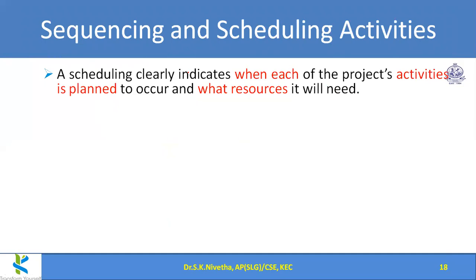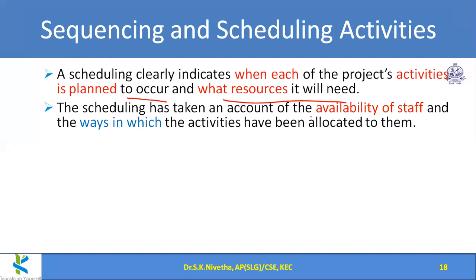And to sequence and schedule the activities, scheduling clearly indicates when each activity is to occur and what resources it will need. So this is actually scheduling. When the activity has to start and how much resources it requires. That's all. This is scheduling. And for all the activities, the schedule is finalized. Then we can sequence it one by one, which after the other.